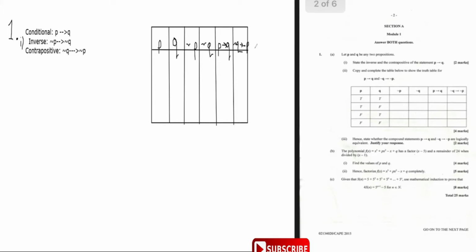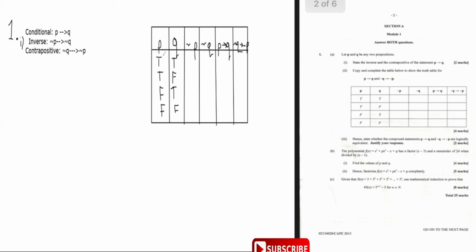The good thing is they already filled out the table for us with the truth values for P and Q, which makes it much easier. So you have true, true, then false, false. Then you have true, false, true, false. Now you want not P. What's going to be not P?